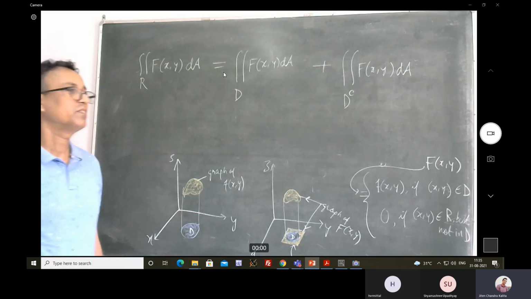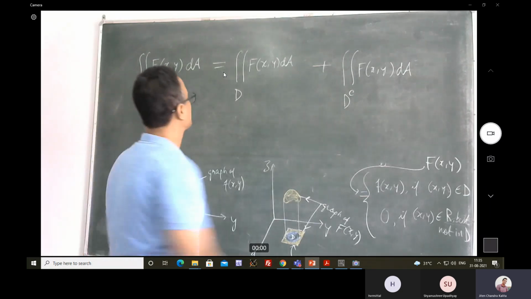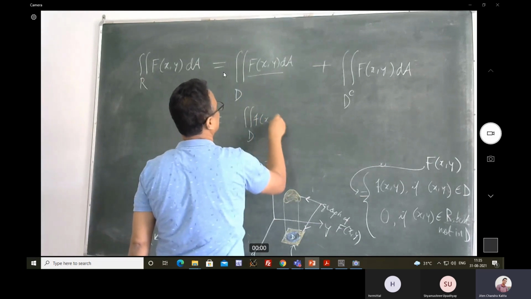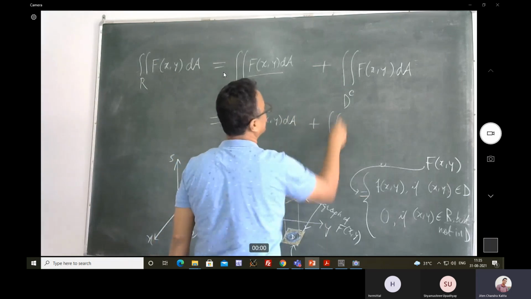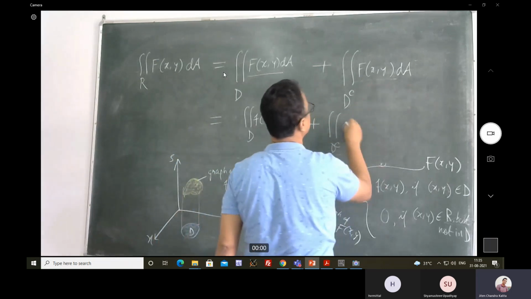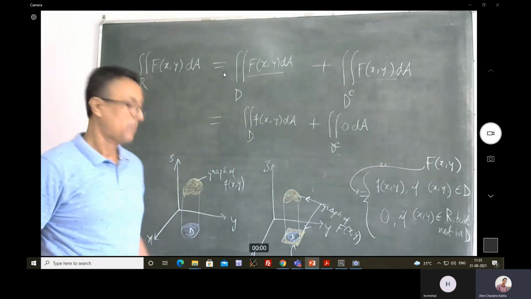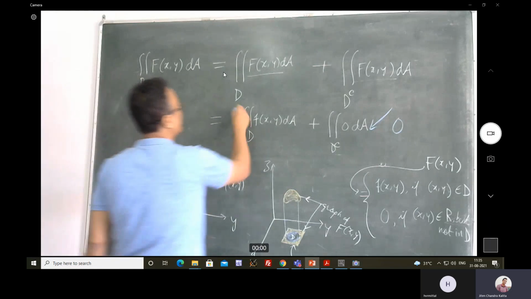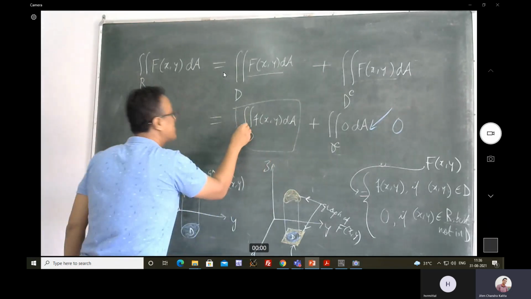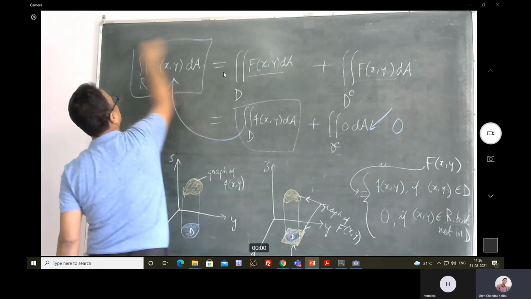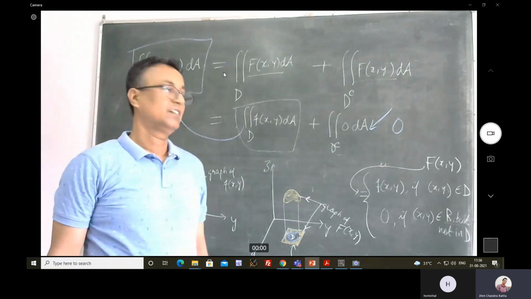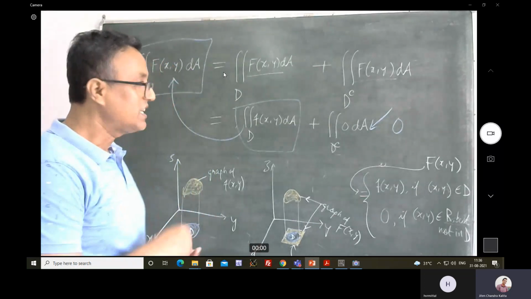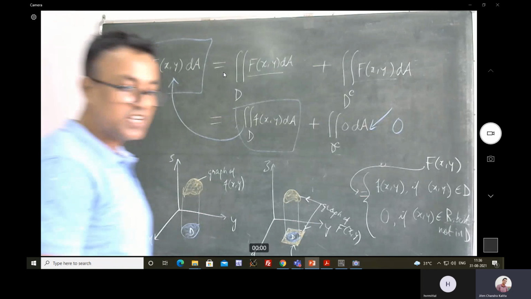Because R is the union of D and D complement, isn't it? So over the region D, I have defined capital F as this, and in D complement, capital F is defined as 0. Fine. So this is going to give you 0. That is why, if I define this to be simply this, my justification is valid. Clear? Okay.